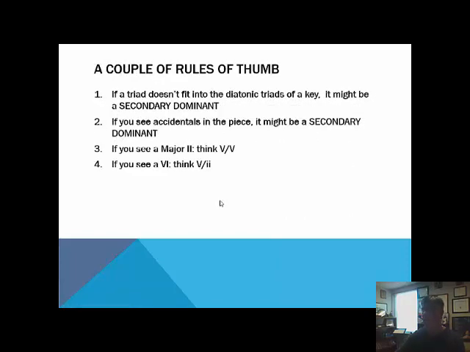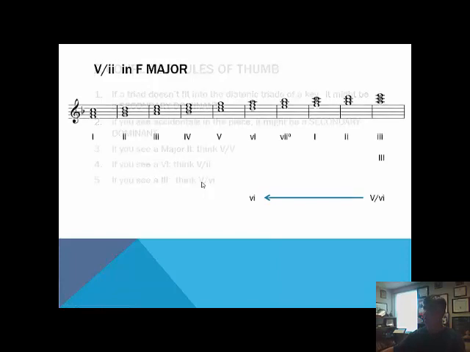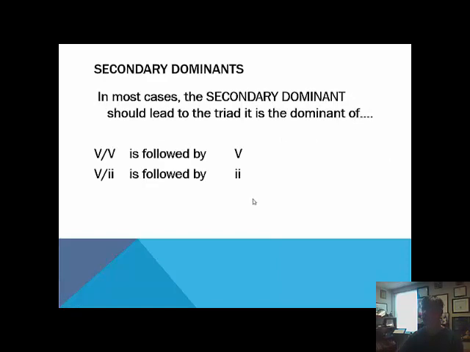So let's go back here. Okay, thirdly, if you see a 3 chord that's in the major mode, think of that as a 5 of 6 and see if it works. So a 3 would be here, okay, major 3. Wonder if it's a 5 of 6. 5, 4, 3, 2, 1. Okay, a secondary dominant. So in most cases, the secondary dominant should lead to the triad it is the dominant of. In other words, a 5 of 5 is typically followed by a 5. A 5 of 2 is typically followed by a 2.